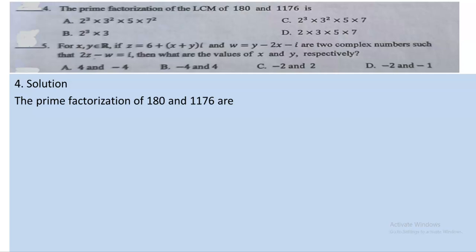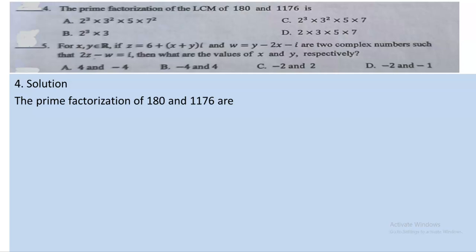Now let's directly go to these two questions, question number 4 and question number 5. In question number 4, you are asked to find the prime factorization of the least common multiple of 180 and 1176. Very simple, students. What we need to do is write the prime factorization of these two numbers first. So the question number 4 goes like this.